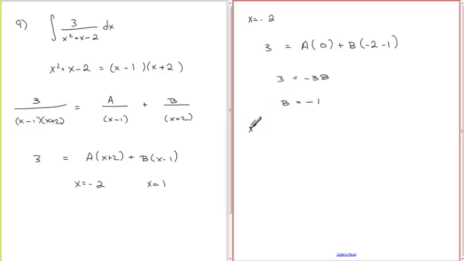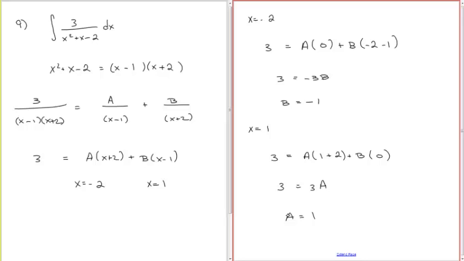Okay, so then the next thing is let x equals 1. So we get 3 is equal to A times 1 plus 2. x is 1, 2 is still 2. And the second term goes to 0, because that's why we chose x to be 1 as one of our two choices. So here we find out that, oh, let's see, I've made a mistake here. This should be 3. Okay, so 3 is equal to 3A. Therefore, A is equal to 1.